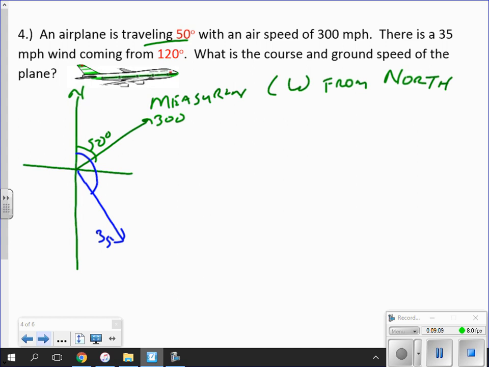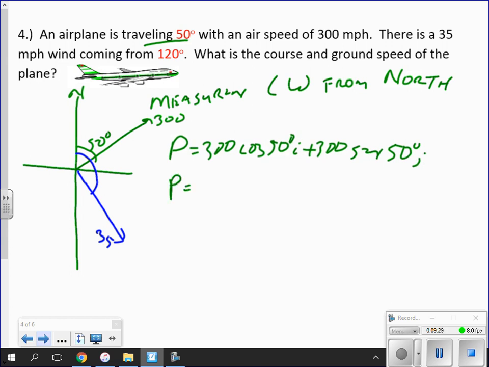So the plane P is 300 cosine of 50 degrees I plus 300 sine 50 degrees J. So the vector for the plane ends up being 192.84 I plus 229.81 J.